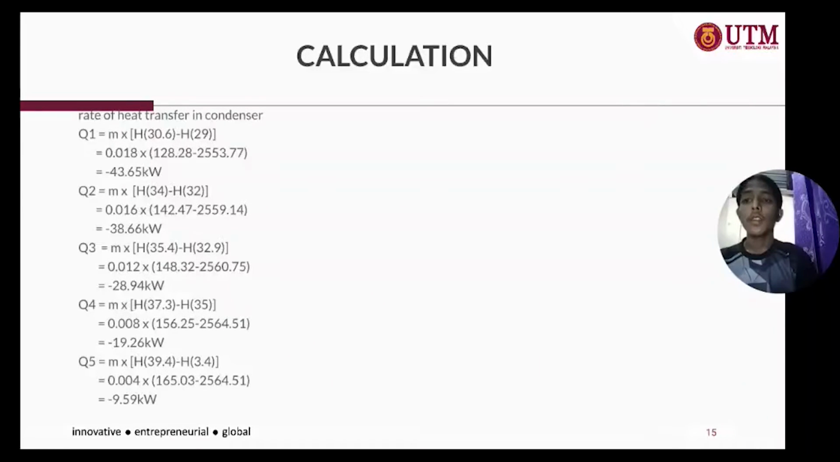Okay, for H, we use the gas state minus the liquid state. For Q1 equal to negative 43.65 kilowatt, Q2 equal to negative 38.66 kilowatt, Q3 negative 28.94 kilowatt, Q4 negative 19.26 kilowatt, and Q5 equal to negative 9.59 kilowatt.